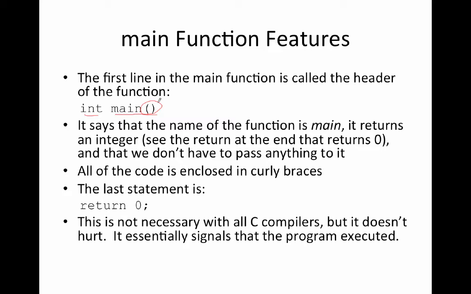Then all of the code in the body of the main function is enclosed in curly braces. And at the very end, the last statement is return 0. This is actually not necessary with all C compilers, but it doesn't hurt, and many C compilers do require this return 0. Basically what this says is that the program executed and finished and did everything it was supposed to do.